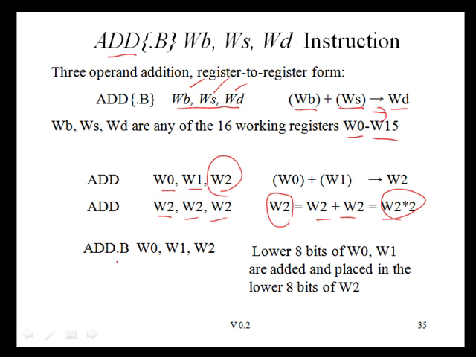Finally, there's also a byte form of this. In this case, we're going to take the least significant byte of W0, add it to the least significant byte of W1, and place the result in the least significant byte of W2.